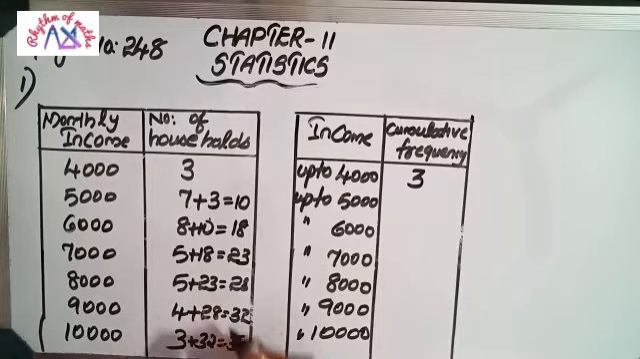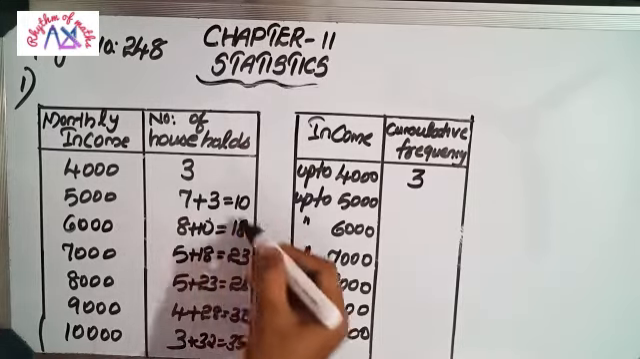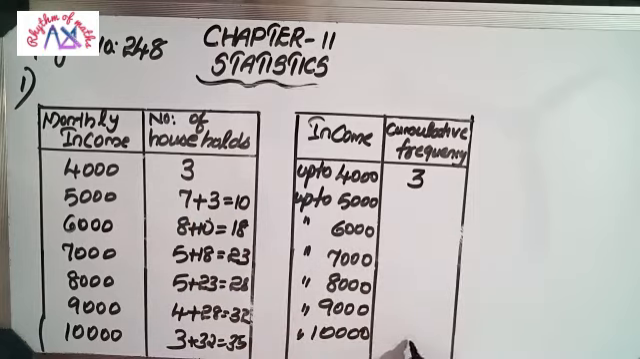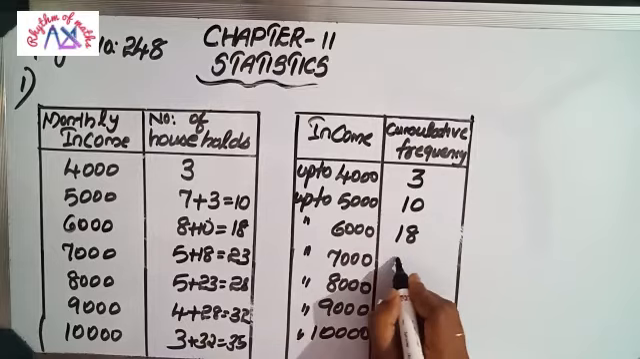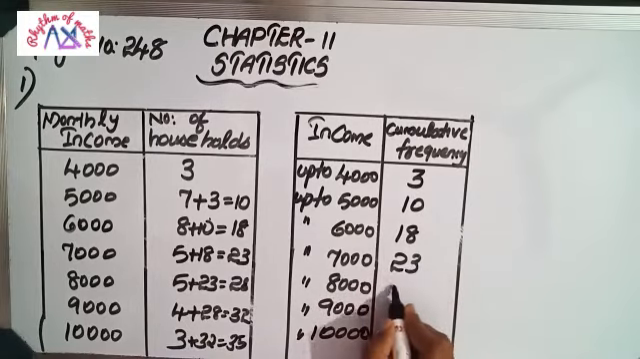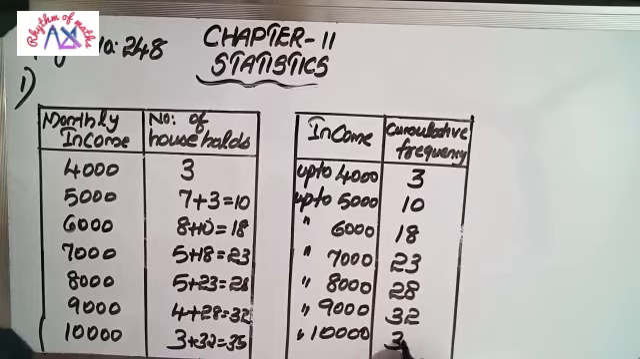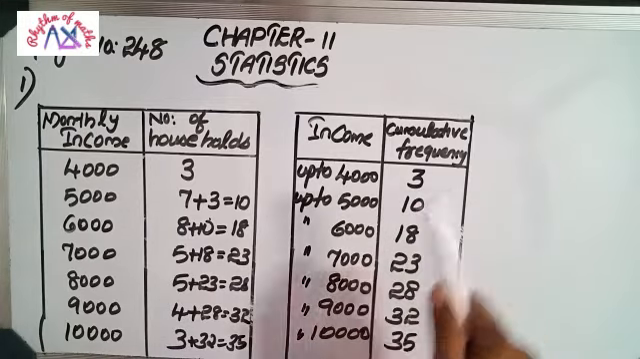Okay, so this is cumulative frequency. These cumulative frequencies you have to write here. So 3, 10, 18, 23, 28, 32, 35. This means up to 4,000 monthly income, 3 families are earning.